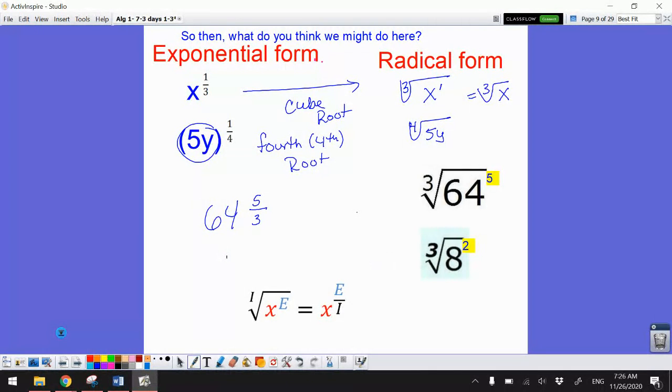And this last one, 8. The 2 goes on top, the 3 goes on the bottom. So that would be 8 to the 2/3 power. And we're going to learn how to evaluate these as we move forward today.